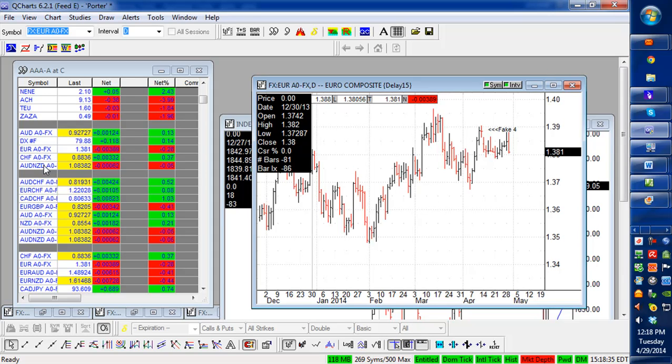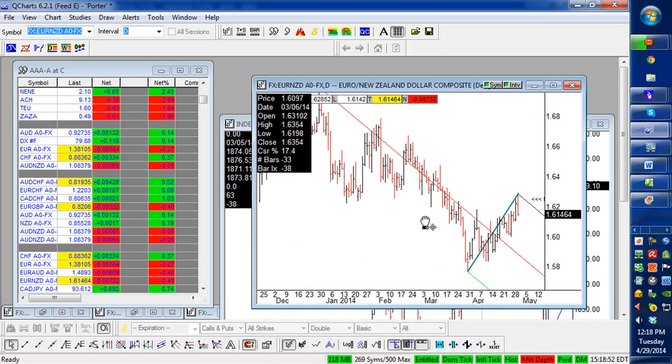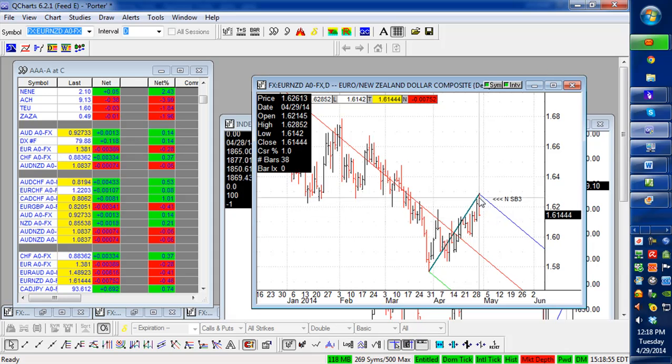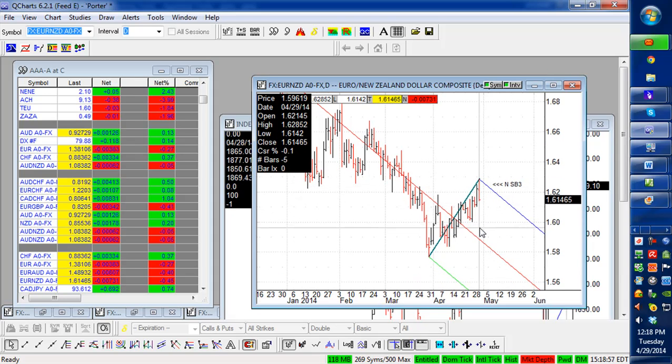Let's see what else we can do. Since we know that, let's match that with the EUR NZD. Let's take a look at that. Oh, here we go, there it is. Now here's EUR NZD. Here we have a sell signal in this one, so this one looks pretty interesting also. It would be short the euro, long NZD. Which kind of matches with the other thing.